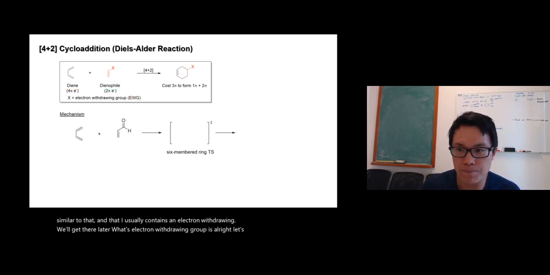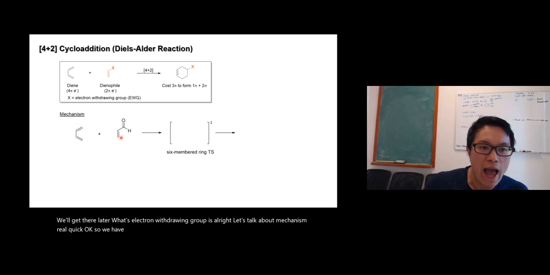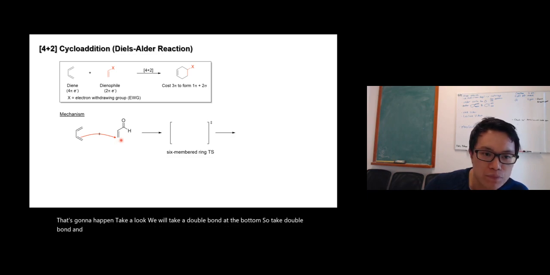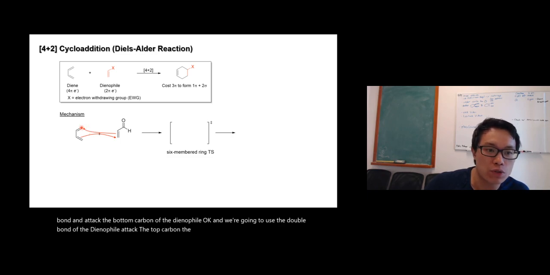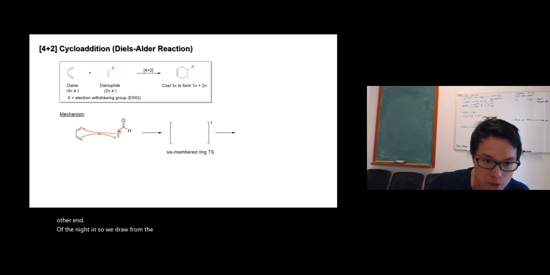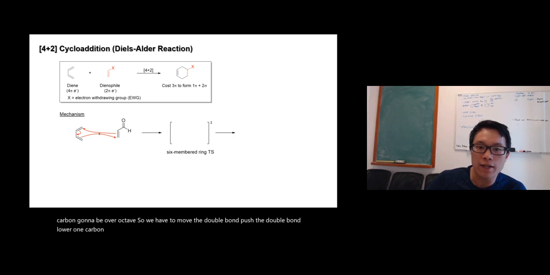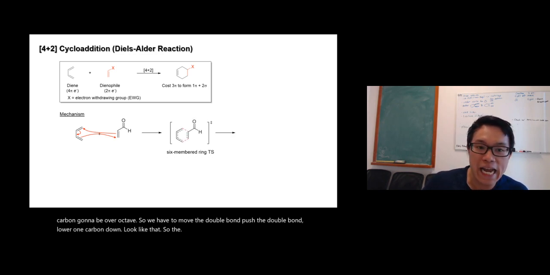All right, let's talk about the mechanism real quick. We have a diene reacting with a dienophile. When you draw the mechanism, this is going to happen. Take a look. We take the double bond at the bottom and attack the bottom carbon of the dienophile. And we use the double bond of the dienophile to attack the top carbon, the end carbon of the diene. So we draw from the middle, not from the top carbon, because the pi electrons are right here. So we go from the middle and attack the end carbon. And this carbon is going to be over octet, so we have to push the double bond 1 carbon down. The transition state looks like a six-membered ring.